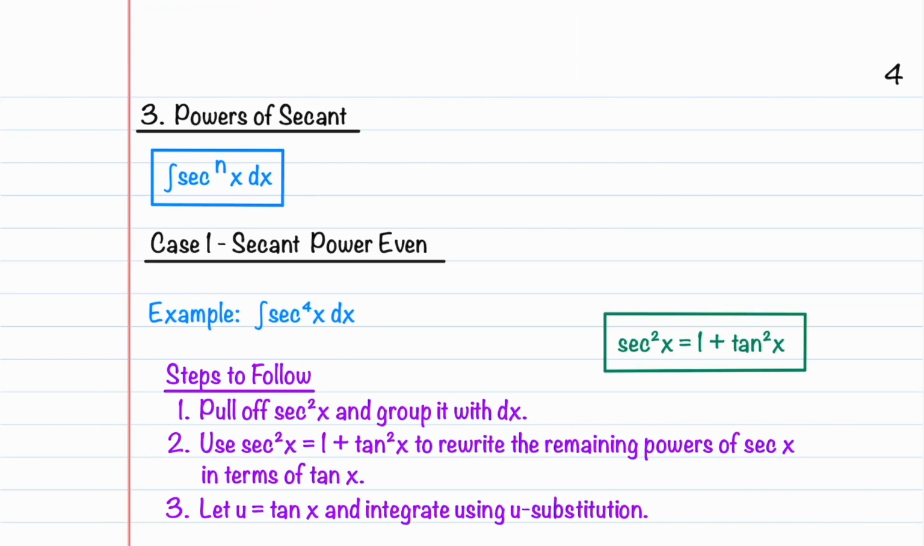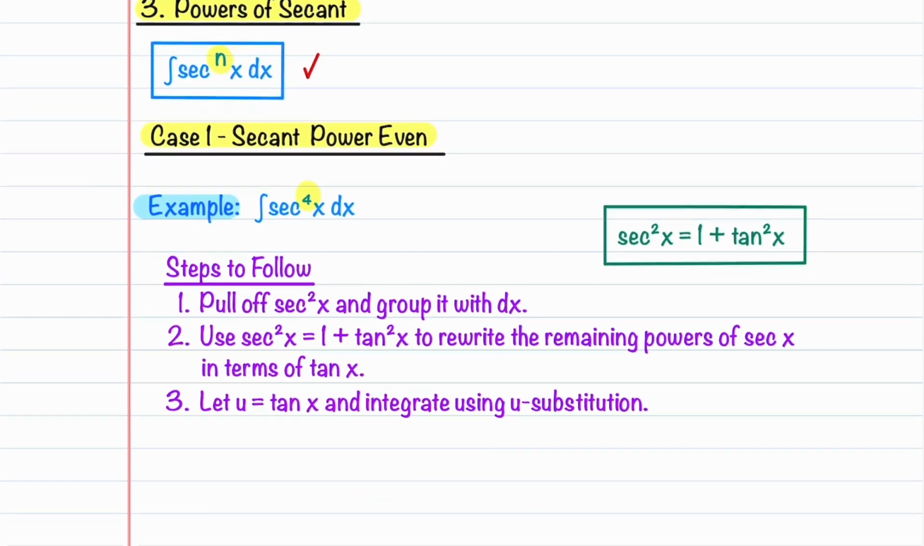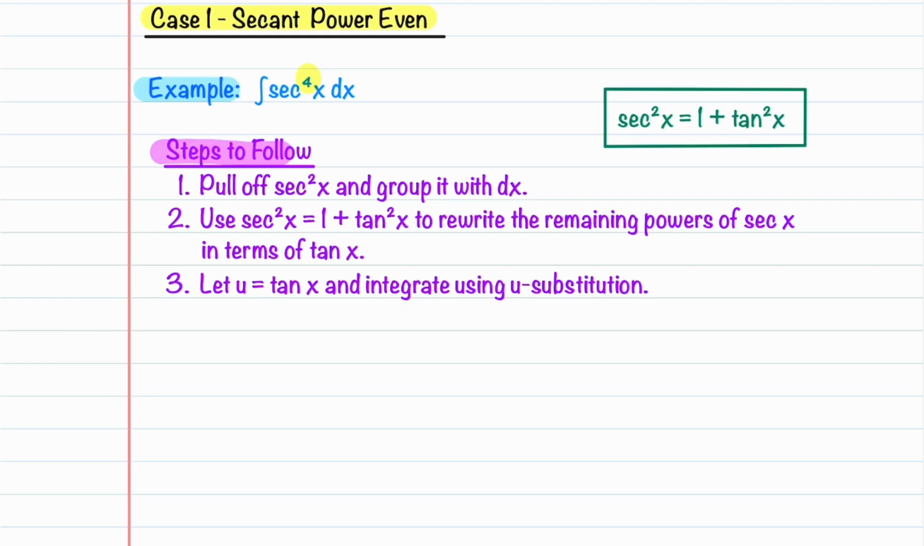Let's now learn how to integrate powers of secant. These integrals look like this, where n is the power of secant, and n can be either even or odd. We're first going to look at the case when the power of secant is even. And we're going to look at the example, the integral of secant to the 4th x dx. I've written down steps that we can follow, and we'll work through these one by one as we walk through our example.